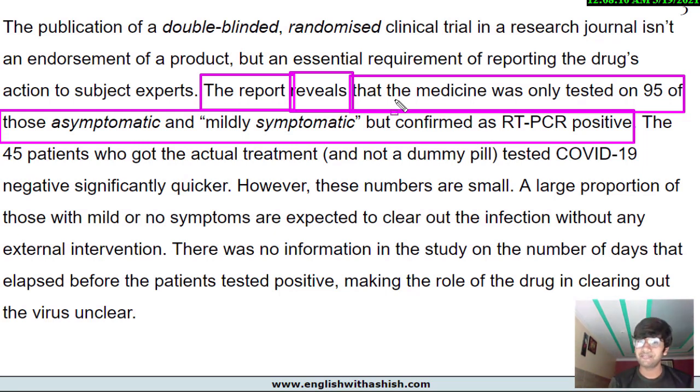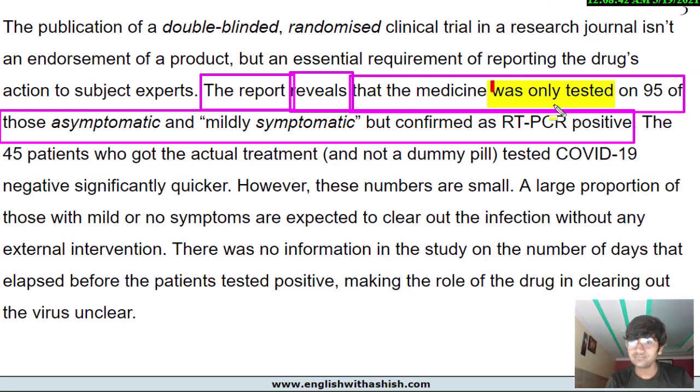All right, okay, hope you've done it. Reveals what? You can reveal something, so it's a transitive verb and it will have an object, right? The report reveals what? That the medicine, that is the conjunction, the medicine is the subject of this clause, that the medicine was only tested. So was tested is the verb phrase, right? Was tested, and this is getting interrupted by an adverb, only.